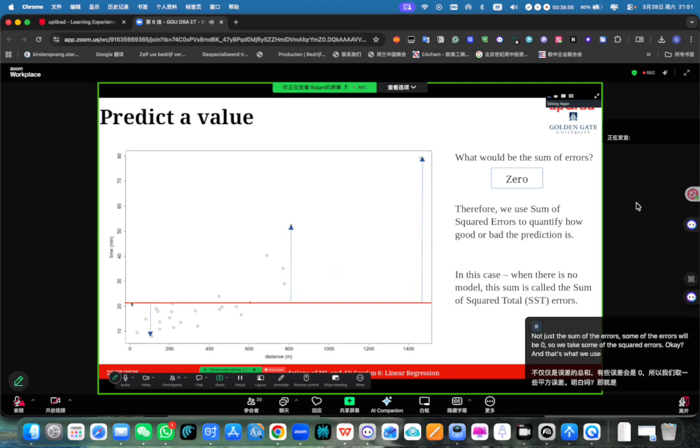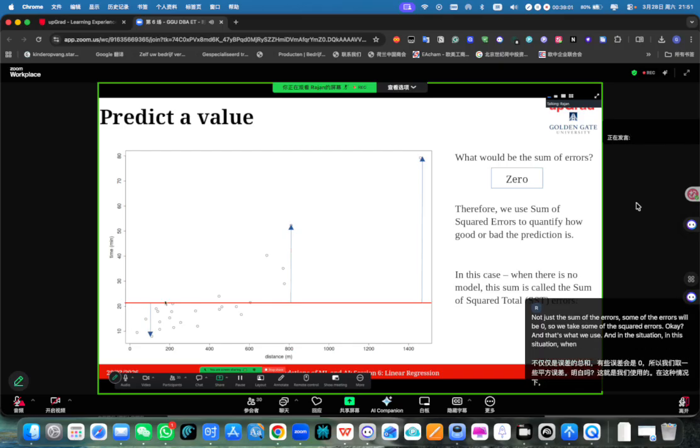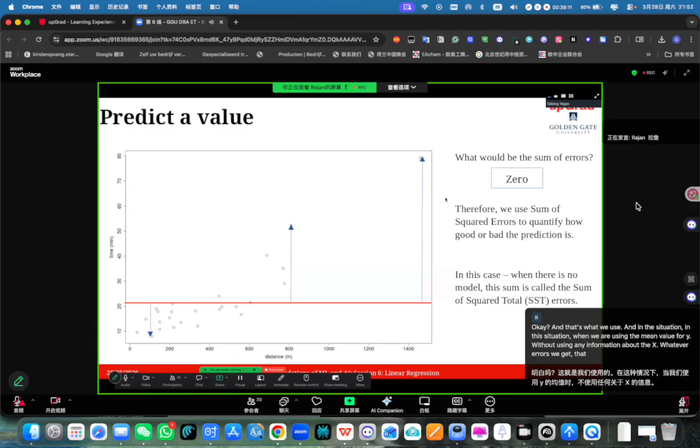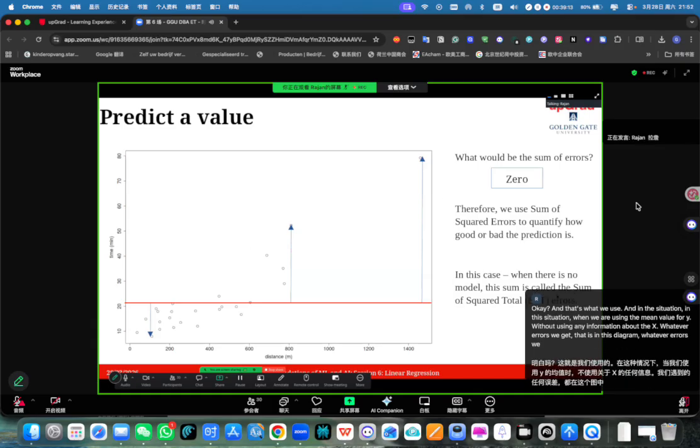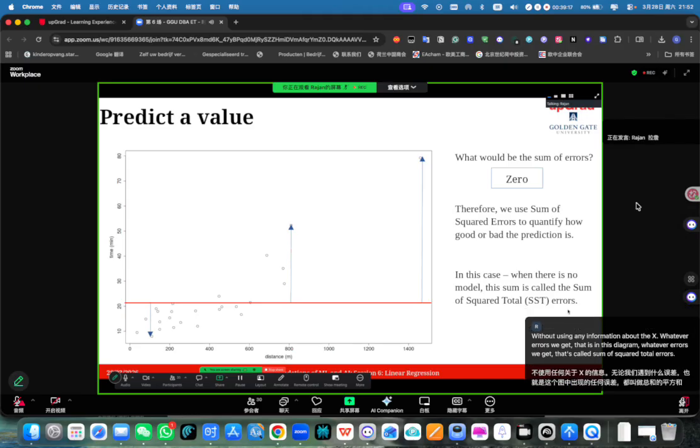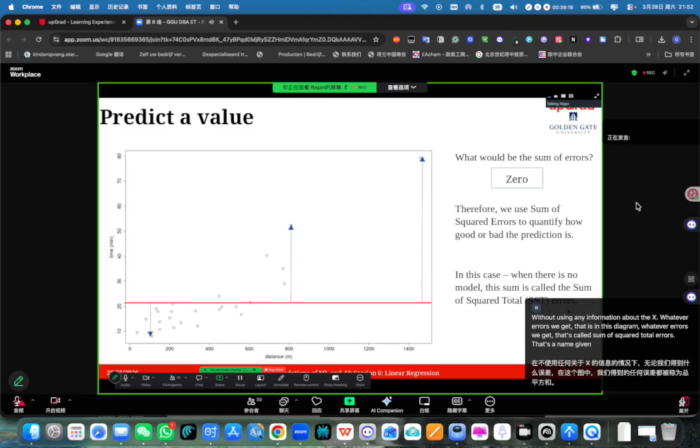And in this situation, when we are using the mean value for y, without using any information about the x, whatever errors we get in this diagram, that's called the sum of squared total errors. That's a name given: sum of squared total errors. Just remember this, total errors.